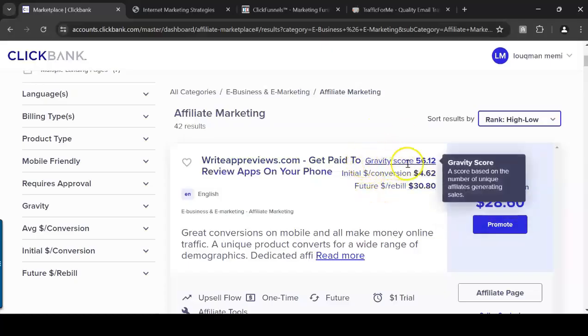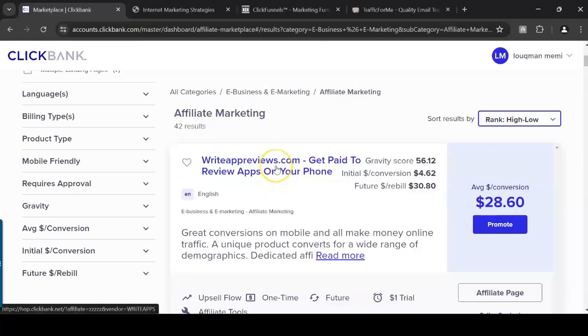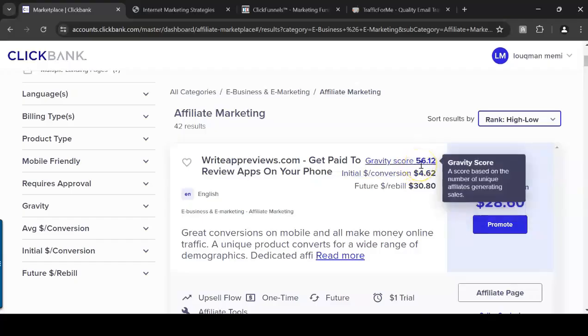The first thing is gravity score. Gravity score is a number that Clickbank provides relating to how many successful affiliates and partners have promoted this product in the last 30 days and how many of them got paid. All right, anything above 20 is good. Below 20 just basically means that no one's making money with it. Now there could be different reasons for having a product below 20. It could be that it's not that people aren't making money, people are just not promoting it.